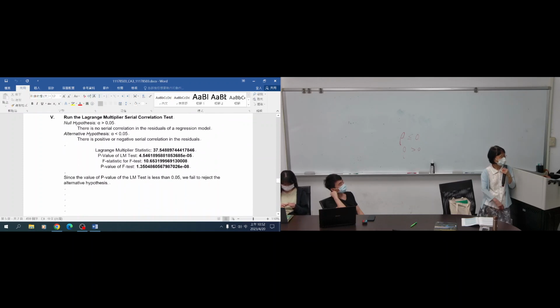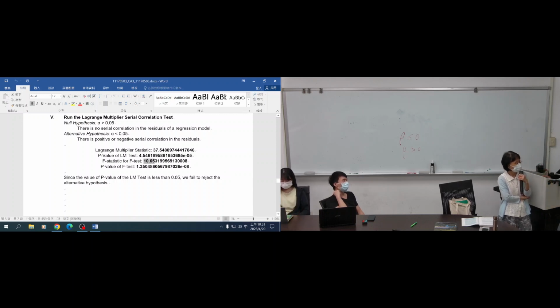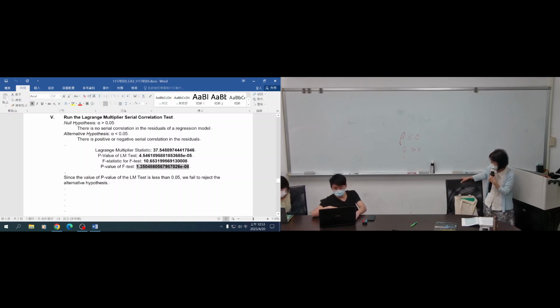Then for the LM test, Professor, these are the values that I had. My LM statistic is 37.55, and the p-value for the LM test is very low. Then my F statistic is 10.65, with a very low p-value. Is this the same as yours, Rachel? Never mind, I mean the F statistic. Did you please check your F statistic?